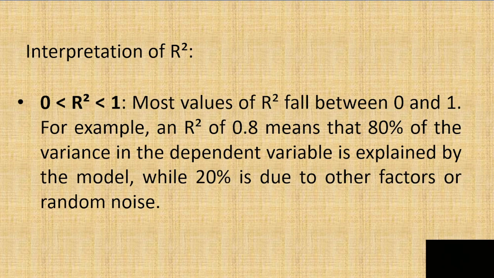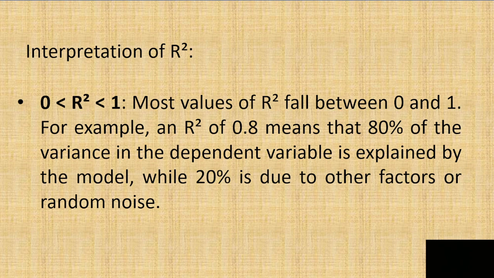And last is if r squared is between 0 and 1. For example, an r squared of 0.8 means that 80% of the variance in the dependent variable is explained by the model, while 20% is due to other factors or random noise.